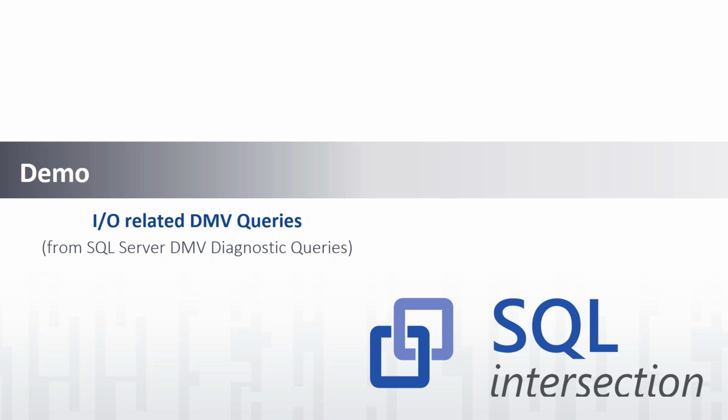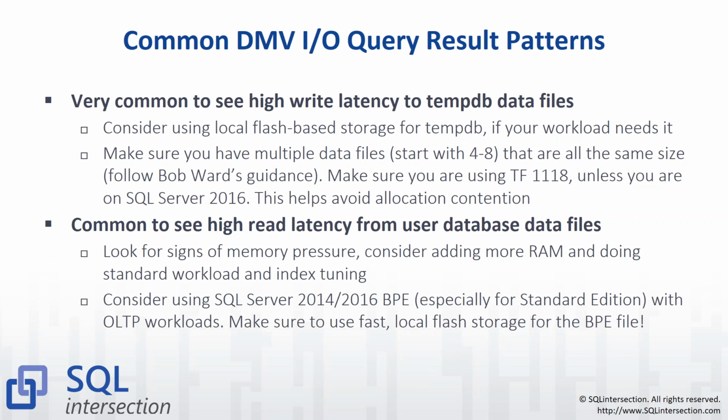And what you quite often see when you run all these queries is high write latency to your tempdb data files. That's a very common scenario that I see on production systems. And if you see that, then think about using local flash-based storage for tempdb if you can, if your workload needs it. And then the other thing you often see, or you often should do, I should say, is make sure you've got multiple tempdb data files. And the current guidance from Microsoft via Bob Ward is to start off with 4 to 8 data files and make sure they're all the same size.